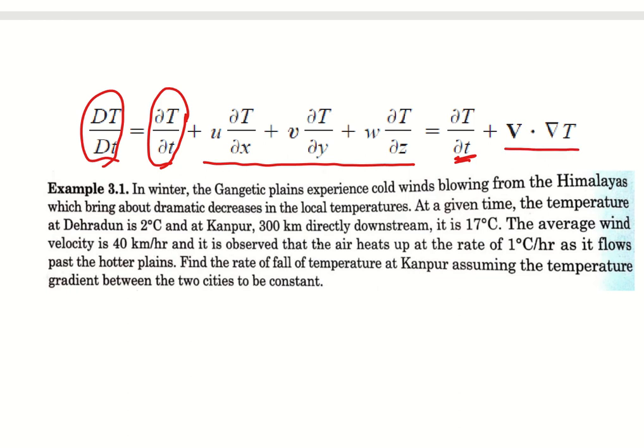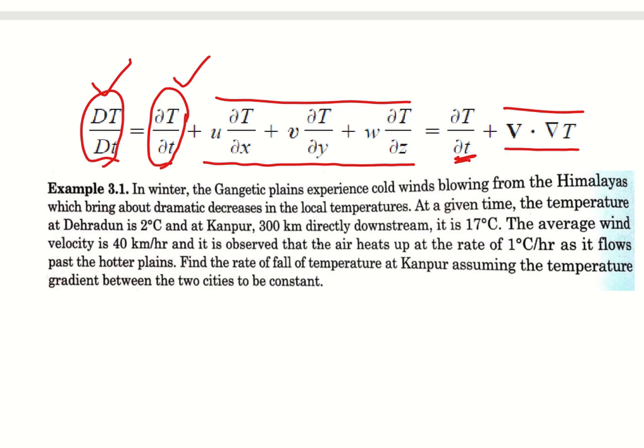V dot del T. In vector form, these terms can be merged and may be written as V dot del T. Again, I want to emphasize that this term is coming when we are following that particle, and this term is when we are at a given location, and this term is because of the flux.